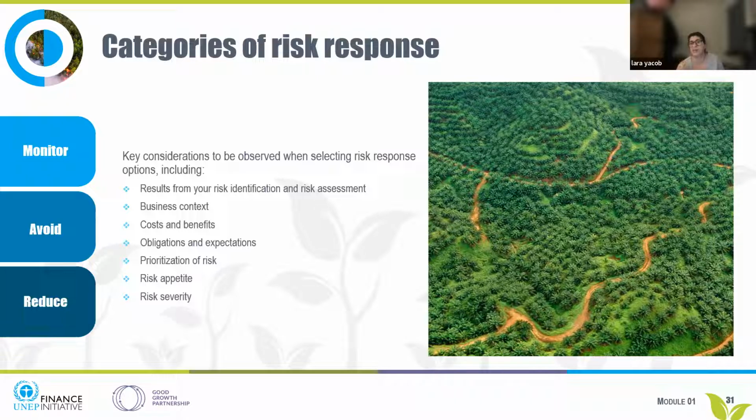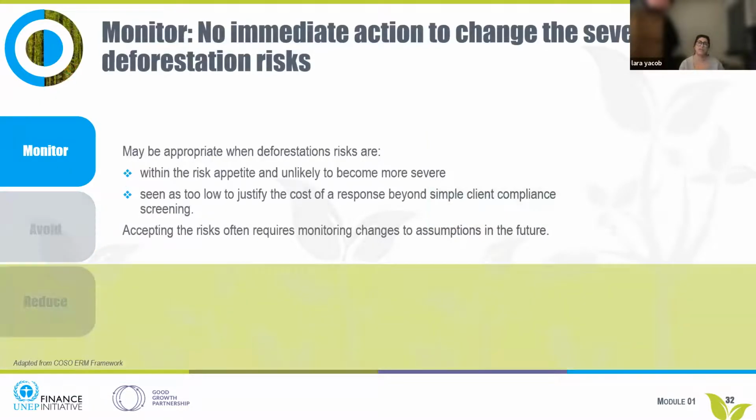And all of these three types of responses come out of your strategy. So things like what your risk appetite is, the risk severity, your obligations and expectations for that sector, the business context, and results from your initial risk identification and assessment. So this is all part of a strategic response for a bank, rather than an ad hoc approach that you apply to an individual client. Next slide, please. So monitor, it's the lightest touch.